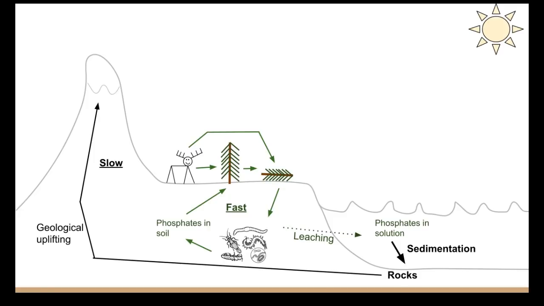So again, you can probably notice that this is the slow process of phosphorus. This time it's taking thousands, hundreds of thousands, maybe even millions of years to do this, versus maybe a month in the fast cycle.